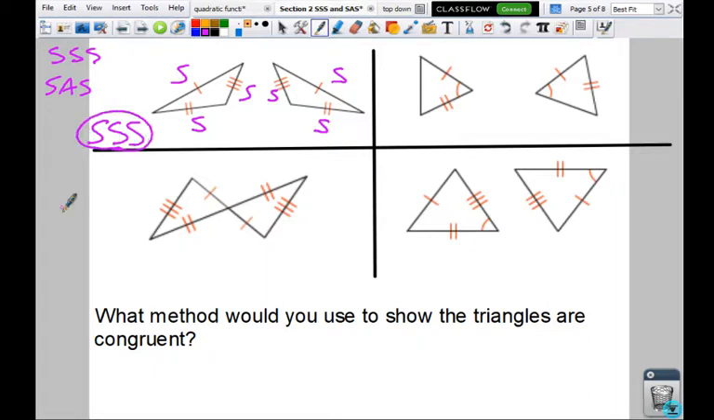Do I have any angles in here at all? No.